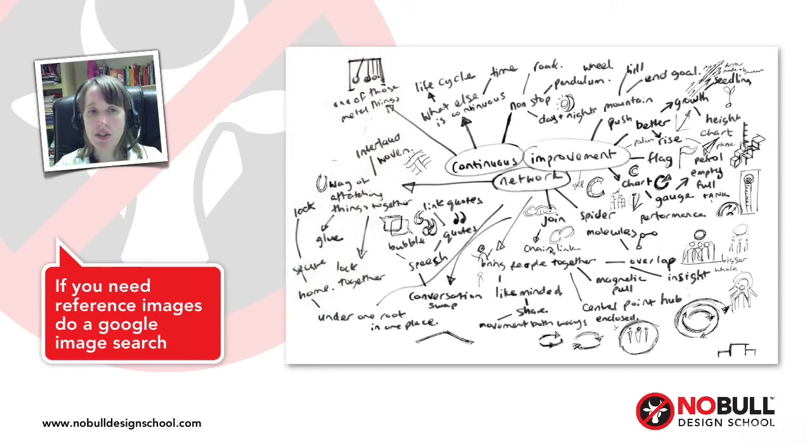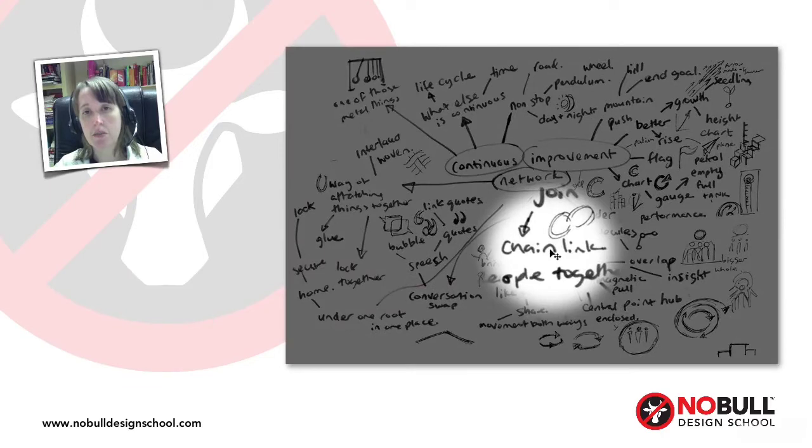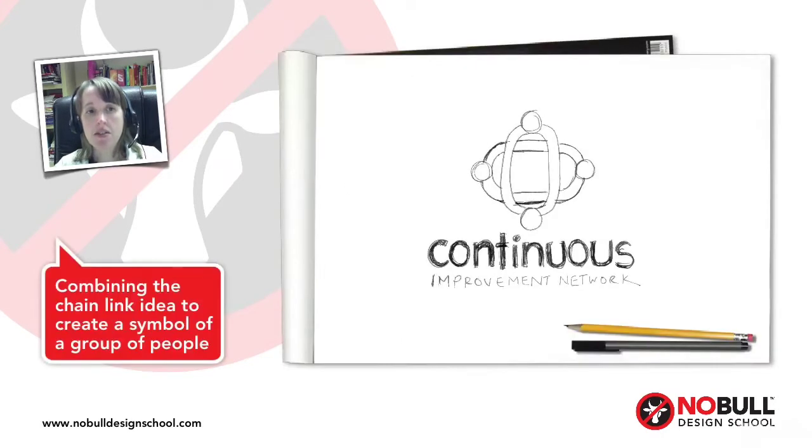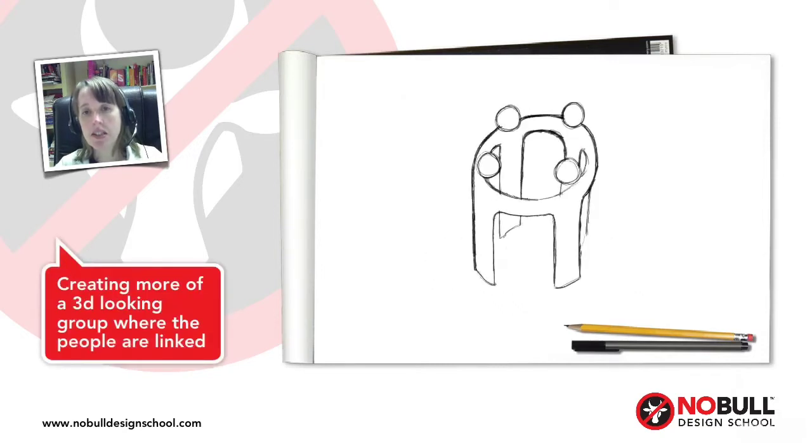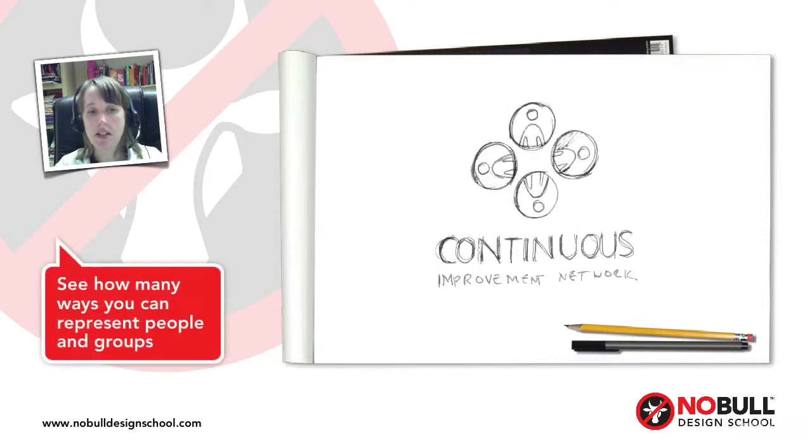So I started off with the idea of the group and combined that with one of the ideas of the chain link that I had on my mind map. So I came up with this sort of symbol, the idea of mingling the people with the chain. But you could obviously come up with all sorts of things. I came up with another one here, which was more of a 3D type of symbol of a group. But you could also do a circle image of people. You might find another way that you could represent people.